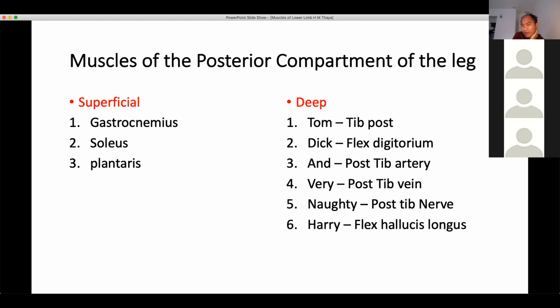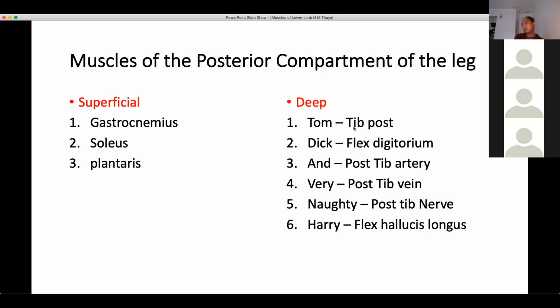So if you run from the medial malleolus posteriorly, to the Achilles tendon, so this is the order from the medial malleolus to the Achilles tendon. Tom, Dick, and very naughty Harry.